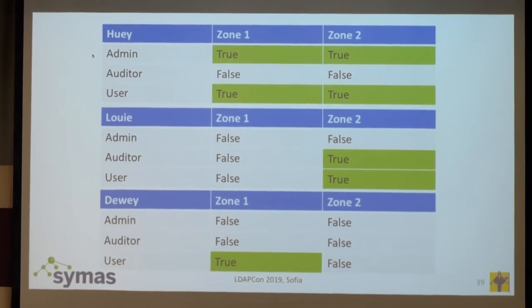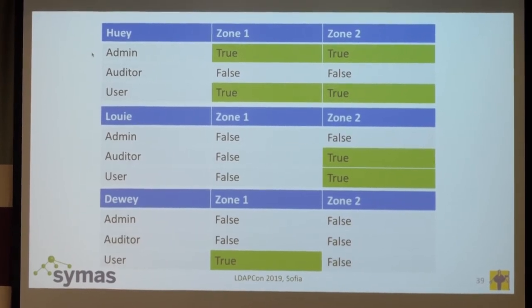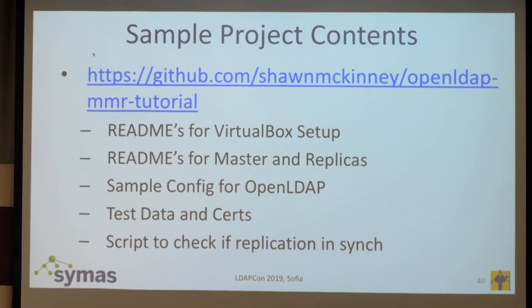And this would be the big picture, where the ducks replicate to various zones, and then they'll have different levels of authority based on the data that's stored in OpenLDAP. Are there any questions up to now on this?